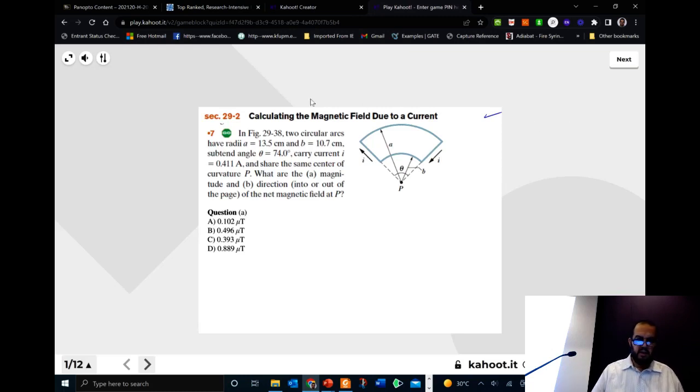So let me read it. Two circular arcs having radii of A 13.5 centimeters and B 10.7 centimeters subtend an angle of 74 degrees. It carries a current I of 0.411 amps and shares the same center of curvature at point P. What are the magnitude and direction of the net magnetic field? Here I just want the magnitude. We will determine the direction together. Well, actually, you have to determine direction anyway.